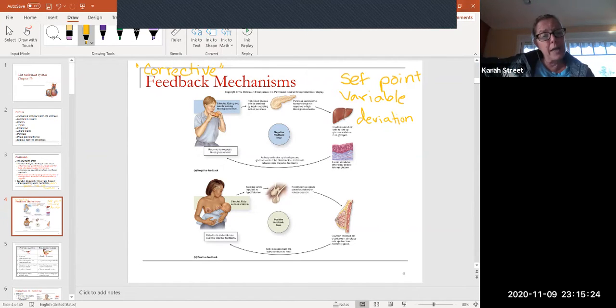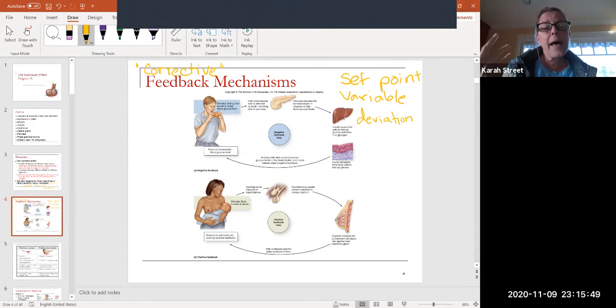If I get too hot, then I start to have blood vessels that vasodilate and I look very flushed. And that's because now the blood is going to the surface of my body, not to the core, and it's going to the extremities so that I can dissipate this extra heat into the environment. And I start sweating.